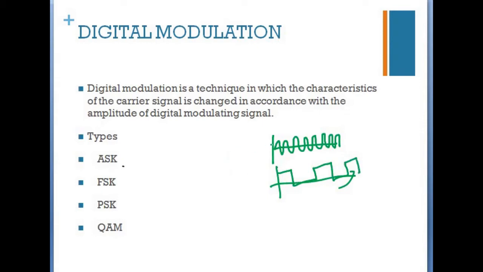After modulation, if only the amplitude of the carrier signal is changed, that is called ASK, amplitude shift keying. If the frequency of the carrier signal is changed, that is frequency shift keying. If the phase of the carrier signal is changed, that is phase shift keying. And if both amplitude and phase of the carrier signal are changed, that is quadrature amplitude modulation.